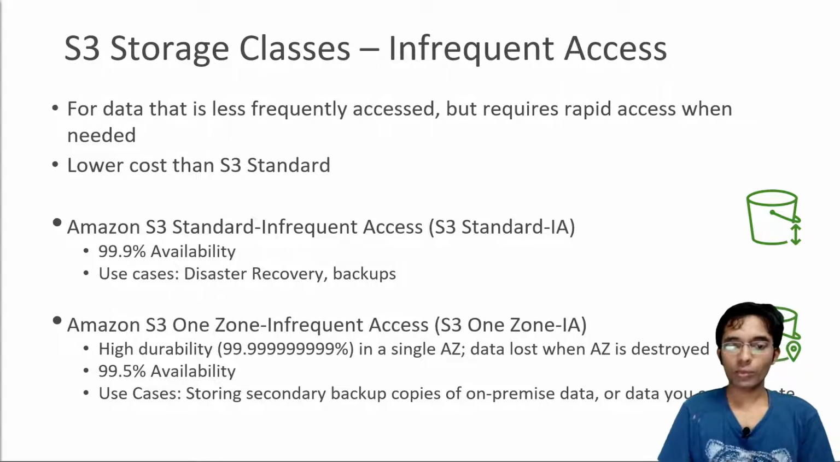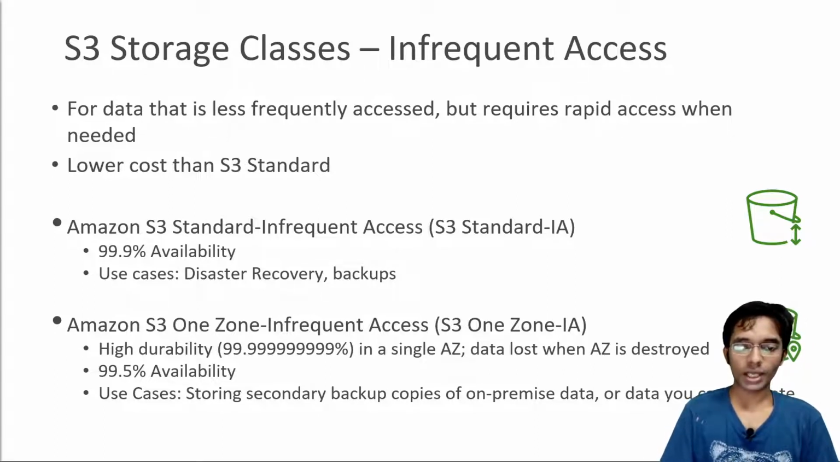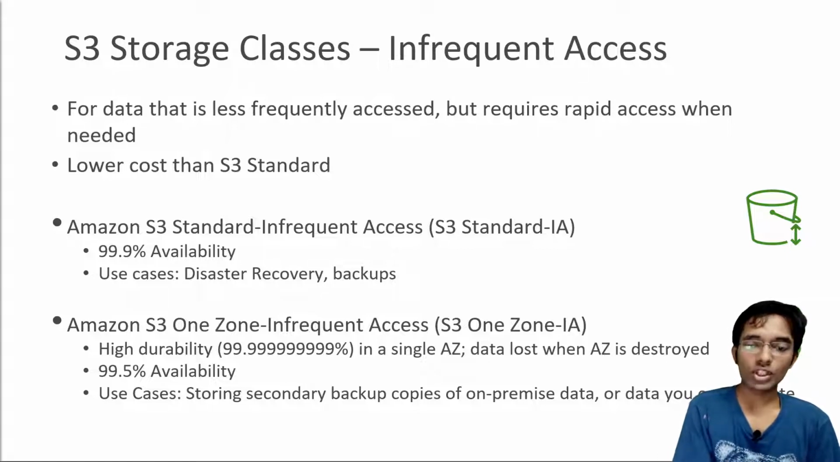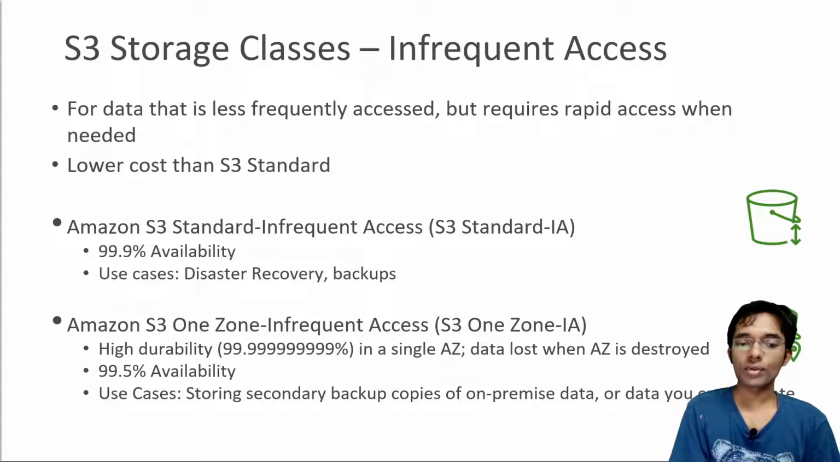So let's get started where we were. Okay. So One Zone-IA is going to have high durability, okay, within a single availability zone only, and the data is going to be lost if the availability zone is destroyed. As for availability, it's even lower, so it's like 99.5%. So the use case of S3 One Zone-IA is to store a secondary copy of backups of maybe on-premises data or data that you can recreate.